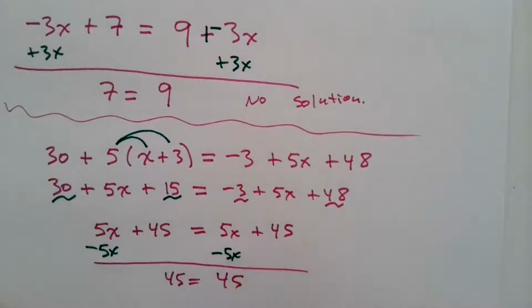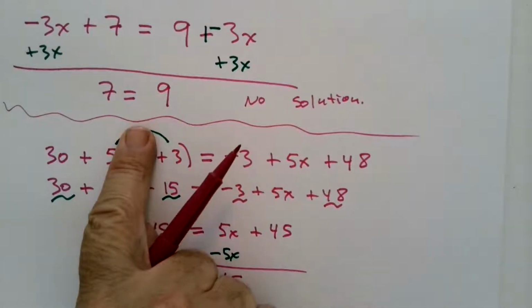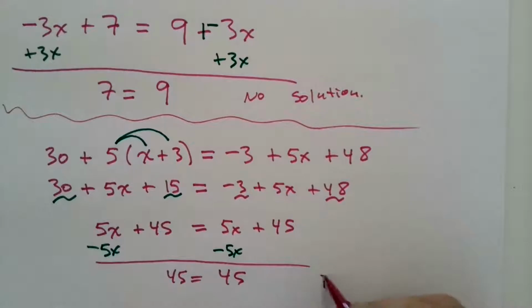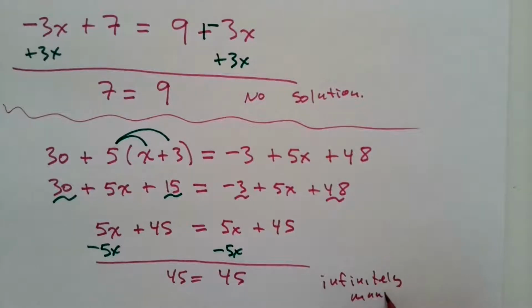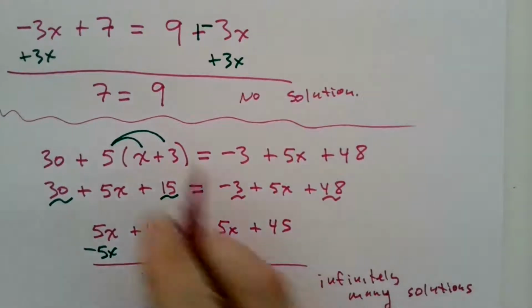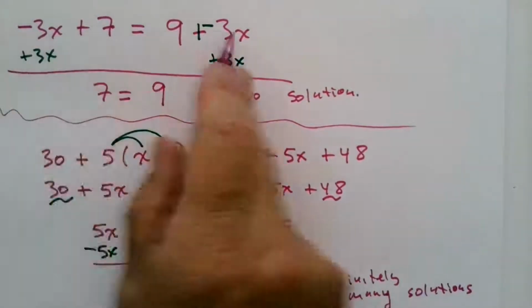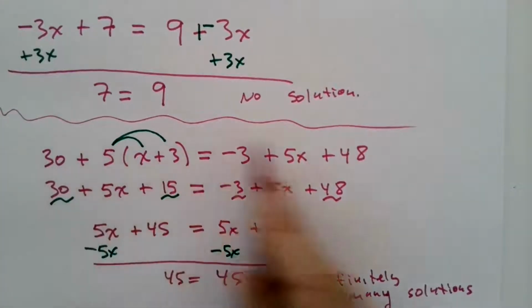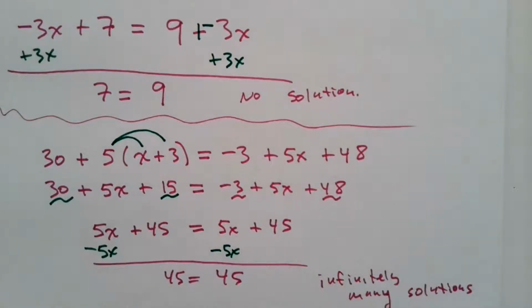Now, this is different from the one above, because the one above we had 7 equals 9, and that's ridiculous, and we said no solution. Here we have 45 equals 45. That's always true. When that happens, we're going to say infinitely many solutions. So you've got to see, is it a situation where your answer is simply not true, 7 equals 9, then no value of x will ever make that true. In this situation, the final answer is 45 equals 45, which means any value of x you choose to use will make that true. So there's infinitely many solutions there, and that's how we have to write our solution space.